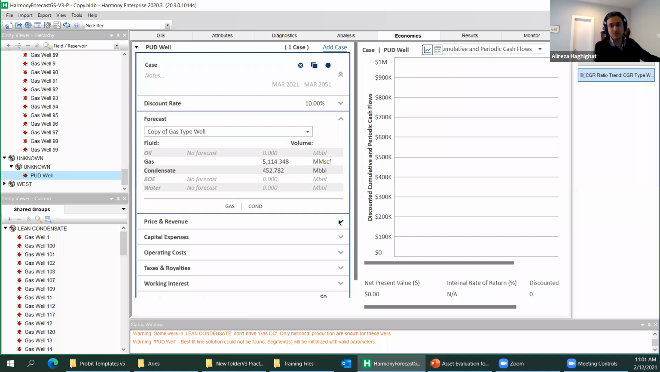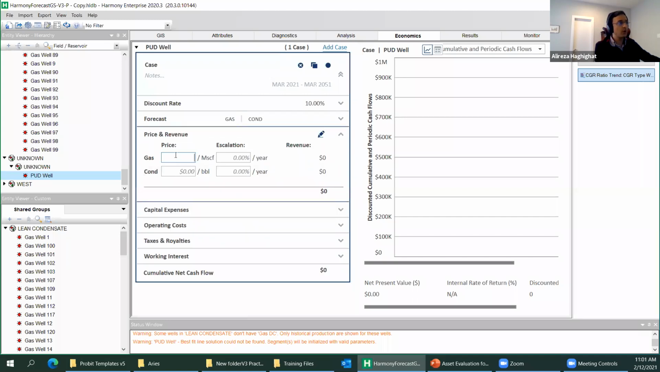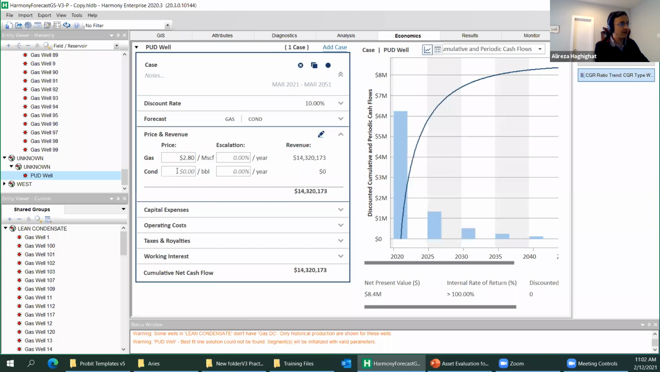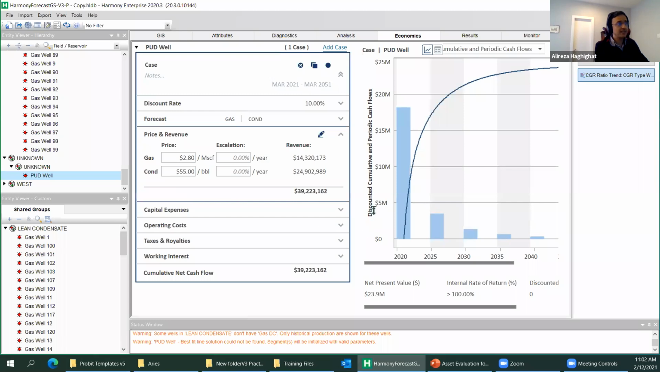The other thing that you need to specify is the price of gas. So today I checked, and the price of gas was around $2.8 per MCF, and the price of condensate was something around, I think West Texas Intermediate was 58, but let's assume the condensate price is $55 per barrel. Now you can see the discounted cumulative periodic cash flow versus time is created.